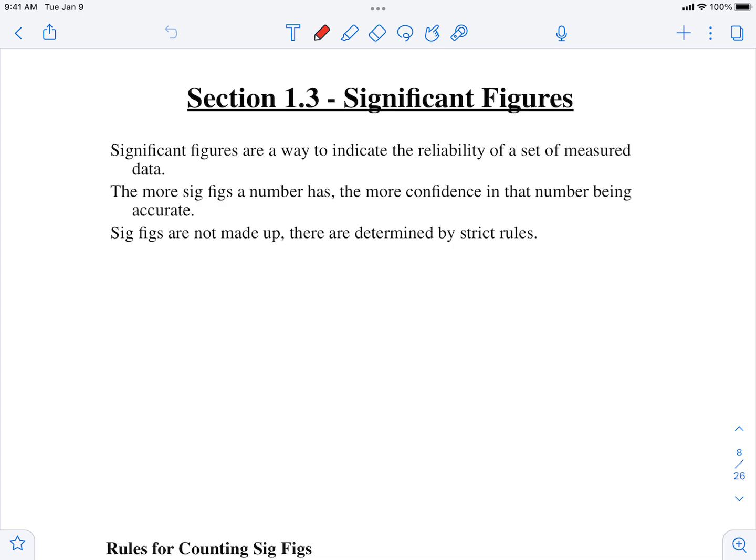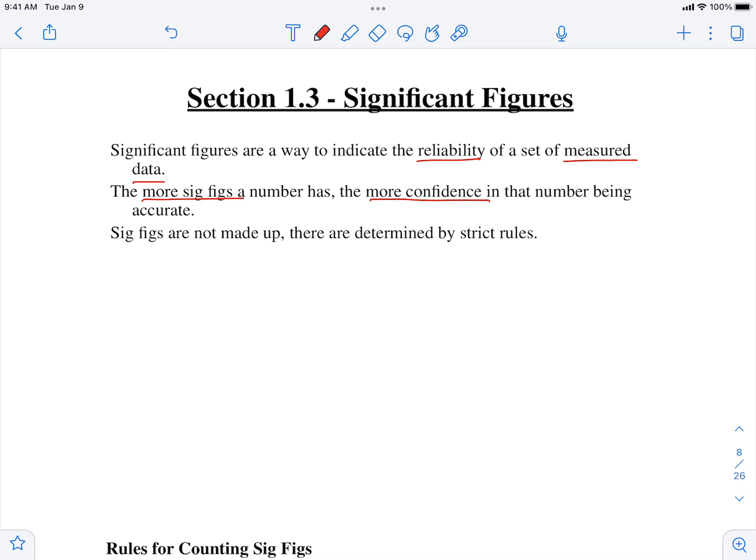All right. So this topic is significant figures, and a significant figure is a way to measure the reliability of measured data. Sig figs are a good thing. The more sig figs there are, the more confidence we have in that number being correct. Now, there are a bunch of rules, but first we need to understand the context. How does this even come up and why does this even exist?